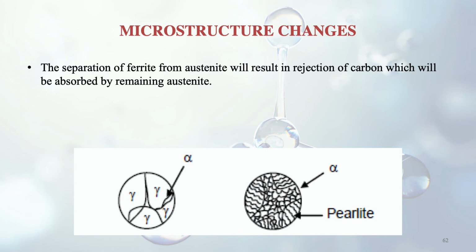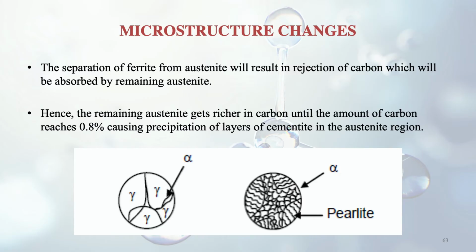Separation of ferrite from austenite will result in rejection of carbon, which will be absorbed by the remaining austenite. So carbon is being ejected out, but it is getting dissolved in austenite because austenite has a greater capacity of dissolving it. Hence the remaining austenite actually gets richer in carbon, and until the amount of carbon reaches 0.8%, this goes on and it causes precipitation of layers of cementite in the austenite region.